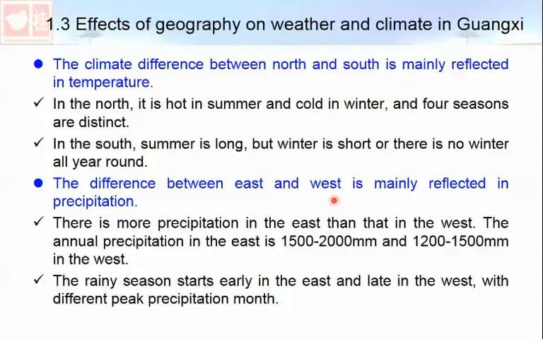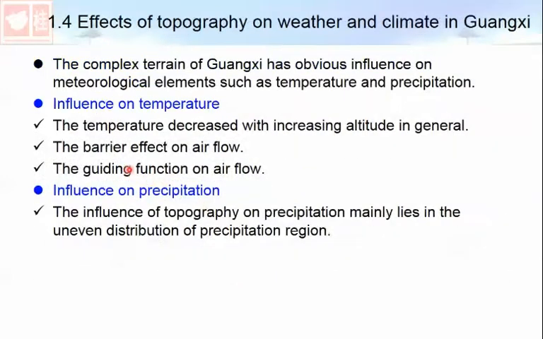On the other hand, the difference between east and west is mainly reflected in precipitation. There is more precipitation in the east than in the west. The annual precipitation in the east is 1,500 to 2,000 millimeters and 1,200 to 1,500 millimeters in the west. The number of precipitation days is 140 to 160 days. The rainy season starts earlier in the east and later in the west, with different peak precipitation months.